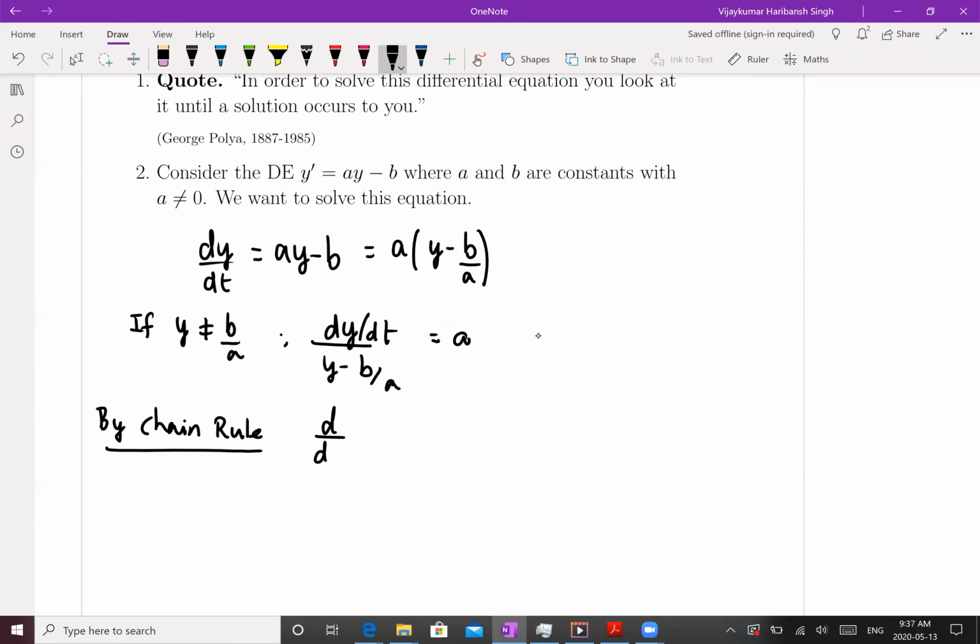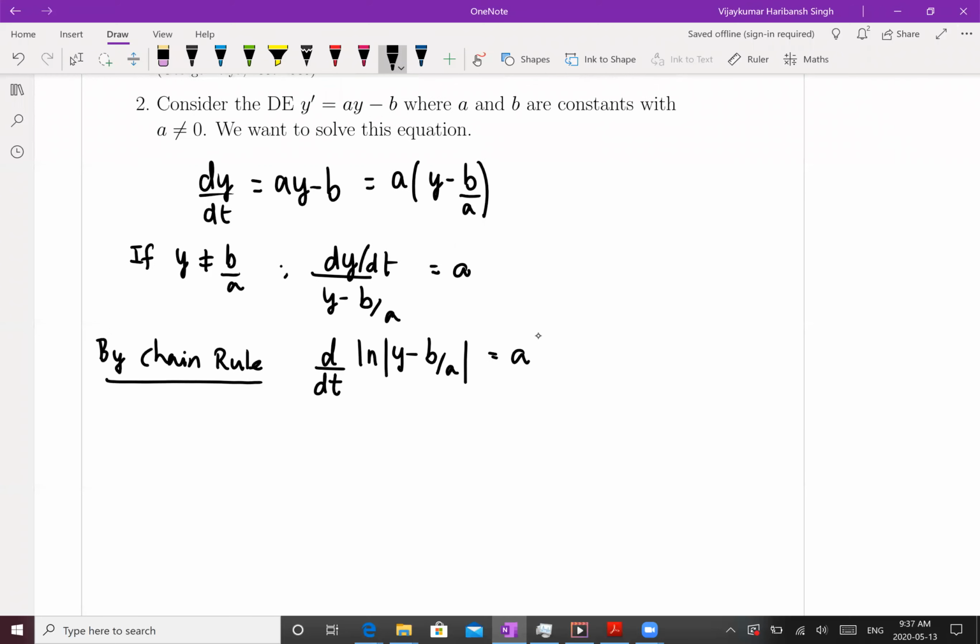d by dt of ln of absolute value of y minus b by a, right, because derivative of ln is 1 over that thing, right? So it will be 1 over y minus b by a multiplied by what? Multiplied by derivative of this, which is dy by dt, right? The sort of implicit differentiation happening there.